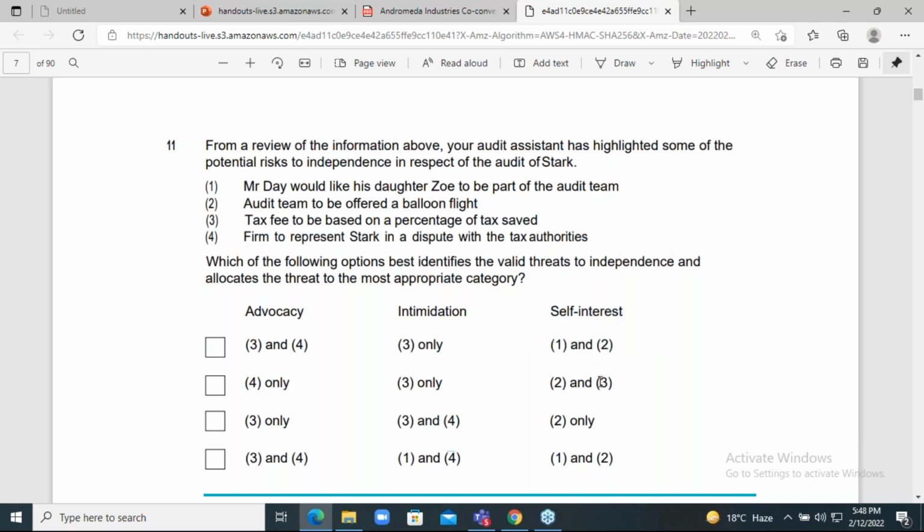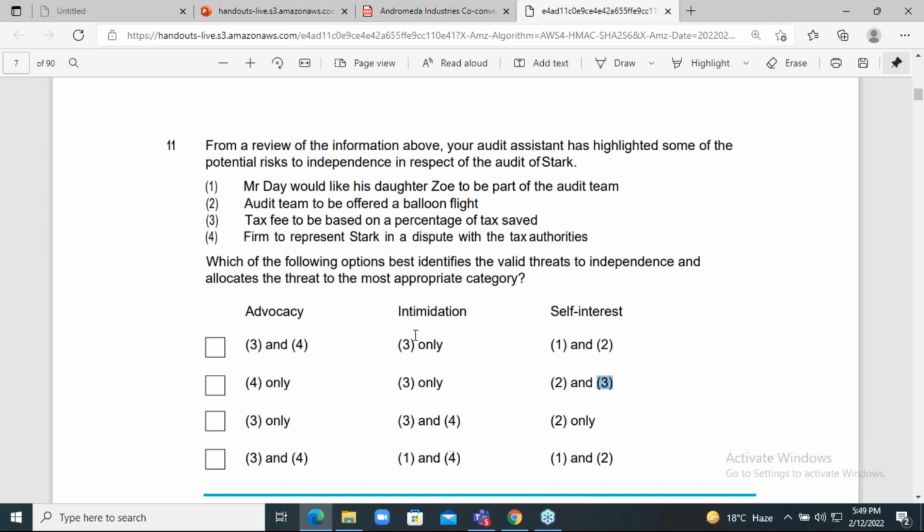This is where option 3 is written. In the rest of the options, there is no option 3 written. So by looking only at option 3, on which you are clear, you can see that it is carrying a self-interest threat and it is written in option B only. So you can click on option B without reading the advocacy threat or intimidation threats. So this is another trick that can be used under exam conditions.